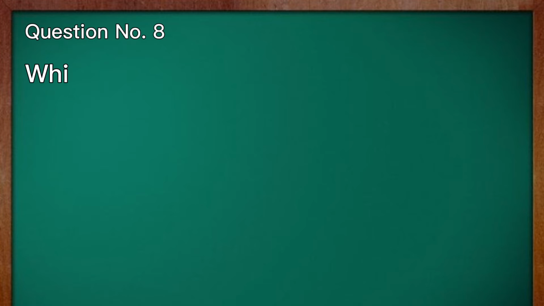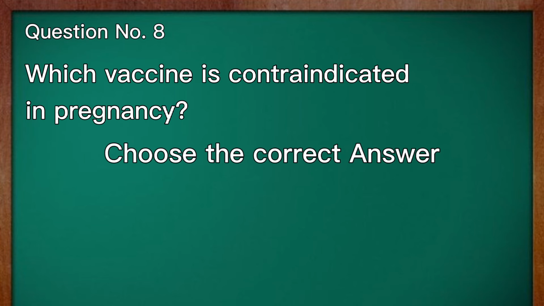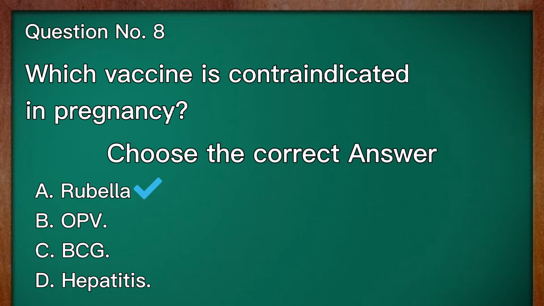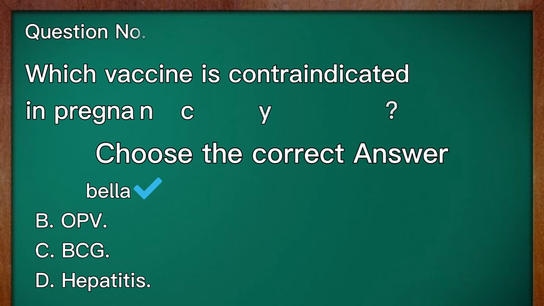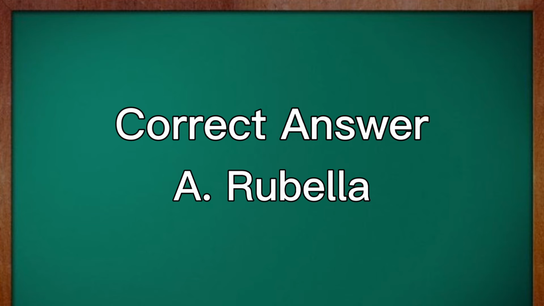Question number 8. Which vaccine is contraindicated in pregnancy? Choose the correct answer. A. Rubella. B. OPV. C. BCG. D. Hepatitis. Correct answer: A. Rubella.